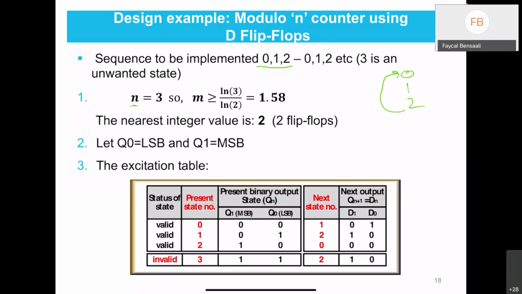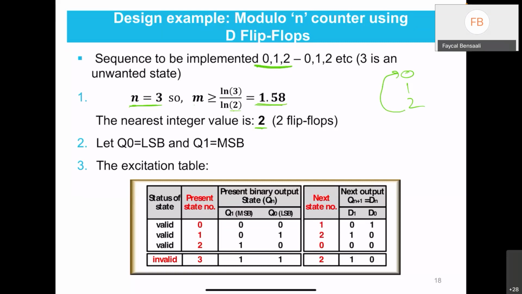Right. So if I follow this, I have 3 states. 0 1 2, 3 states. So n is equal to 3. So m should be more or equal to logarithm 3 divided by logarithm 2, which gives me 1.58. So when we round up, the nearest one is 2. So I need 2 flip-flops.